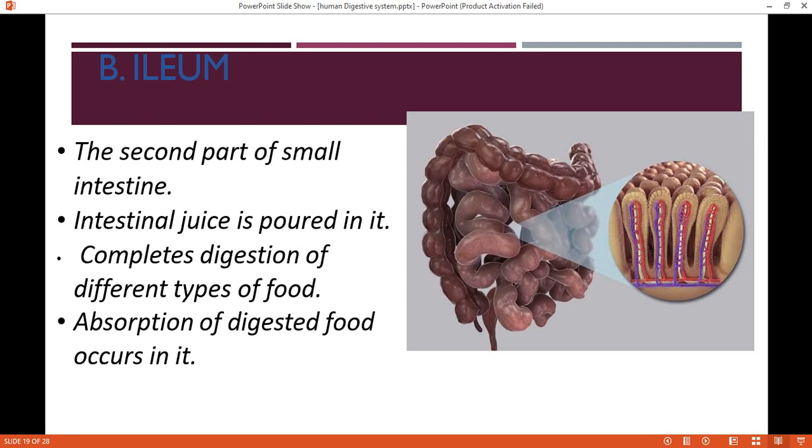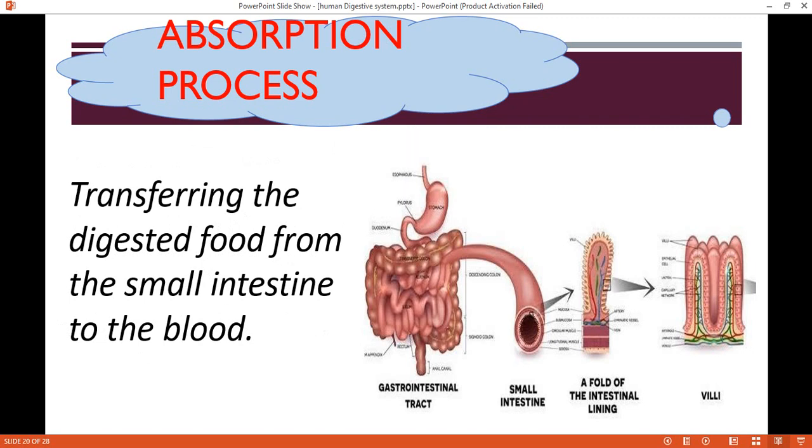So when I ask you, the absorption process takes place in the ileum. Okay, so what is the meaning of the absorption process? It is the transferring of digested food from the small intestine to the blood. So the blood will carry all the nutrients, all the important substances that you eat from the food.